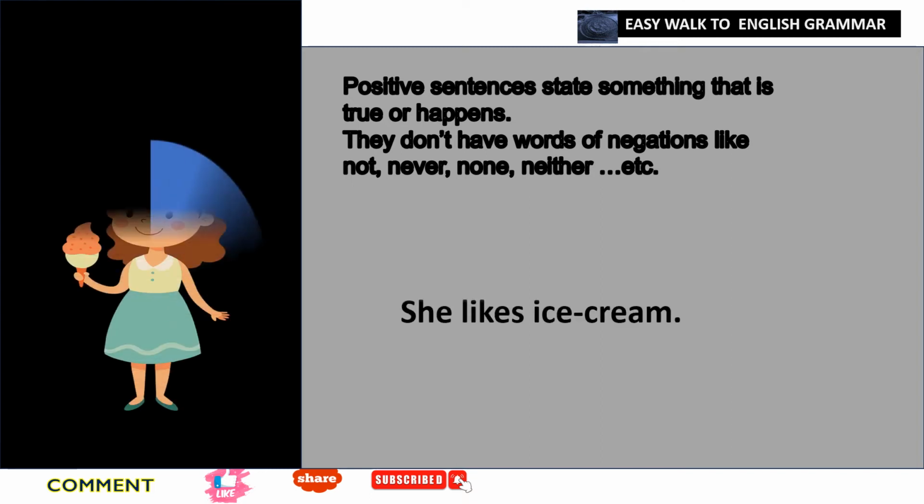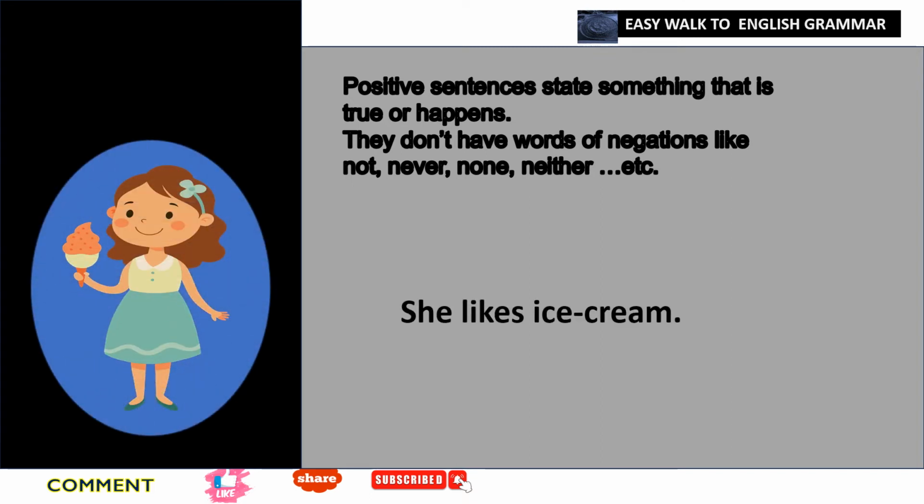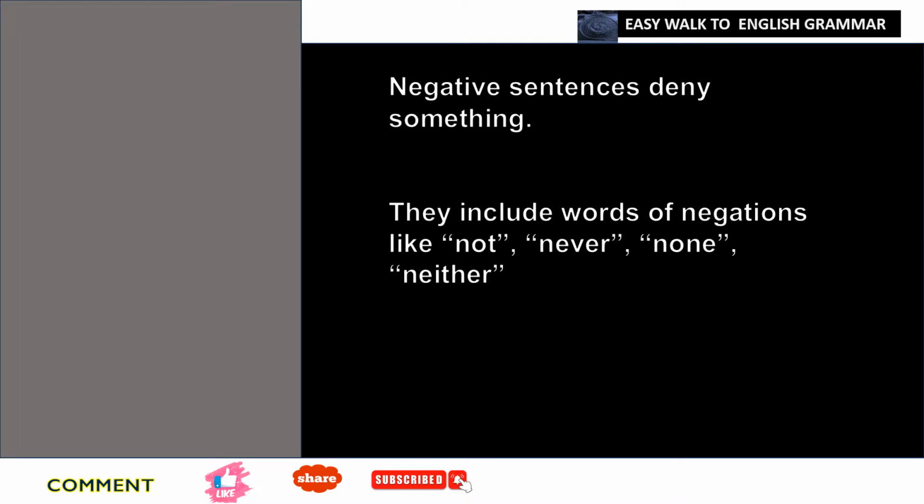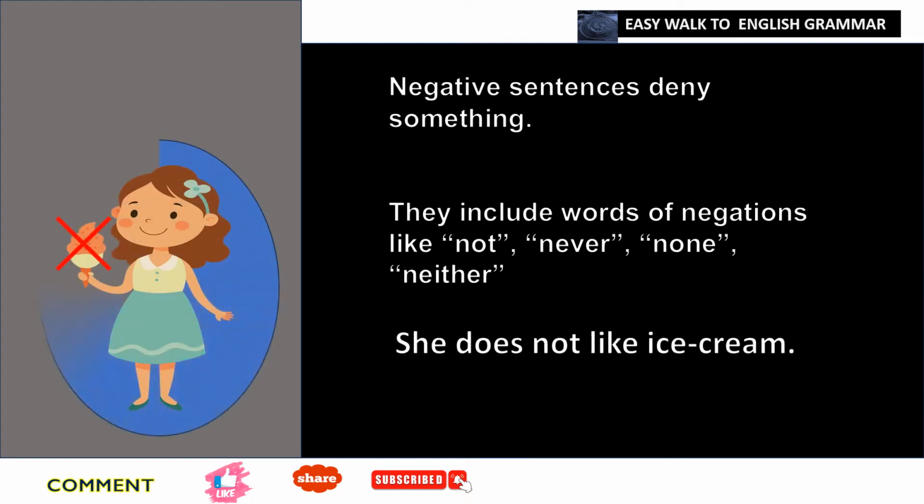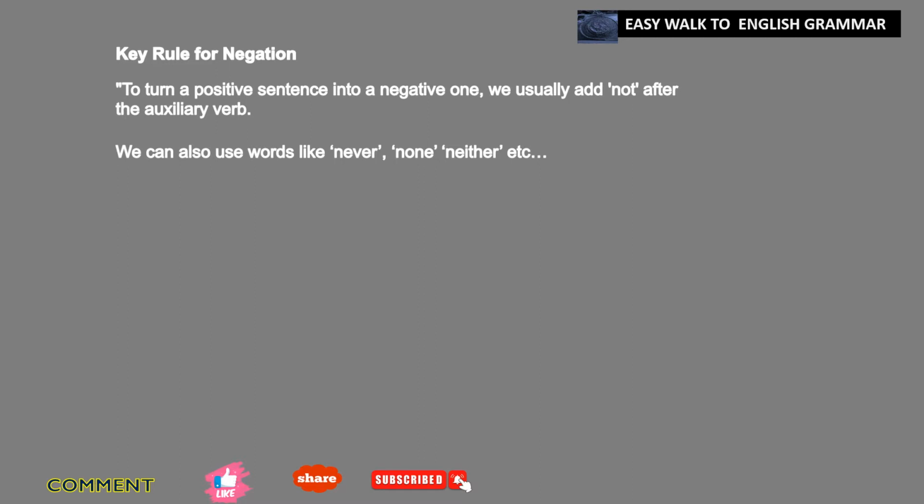For example, she likes ice cream. Negative sentences deny something. They include words of negation like not, never, none, neither, etc. For example, she does not like ice cream. Easy, right? Key rule for negation. To turn a positive sentence into a negative one, we usually add not after the auxiliary verb. We can also use words like never, none, neither, etc.